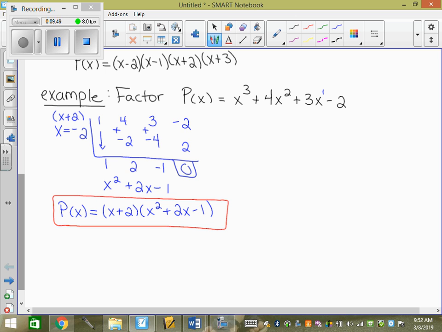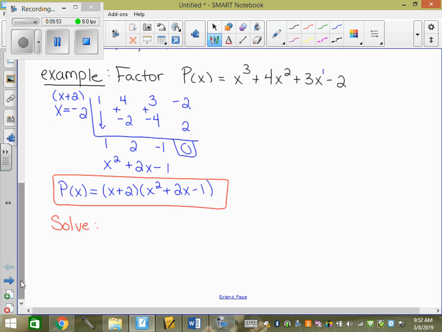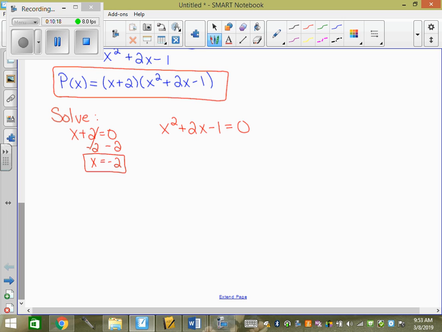Now what if I said solve? Well, we take our factors, and we set them equal to 0. That's how you solve. That's what we learned in grade 11. So we go x plus 2 equals 0. And we go x squared plus 2x minus 1 equals 0. This one's easy. You just subtract 2. So I have one answer. That's my one x-intercept. This one isn't as easy.